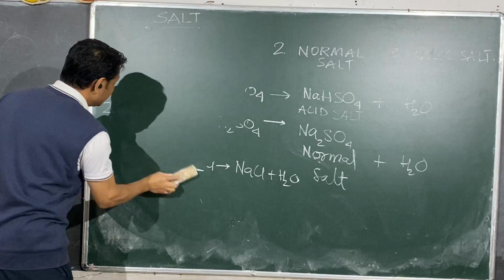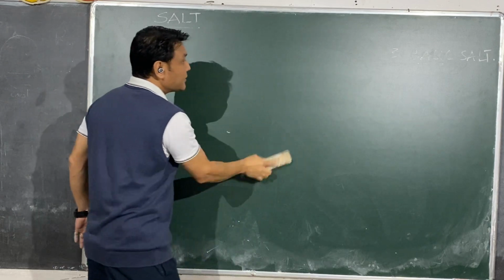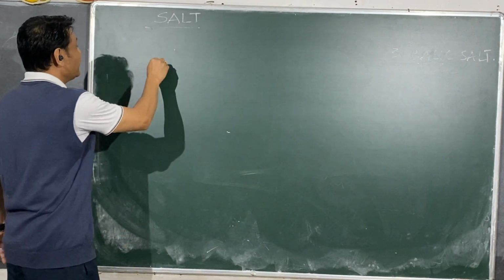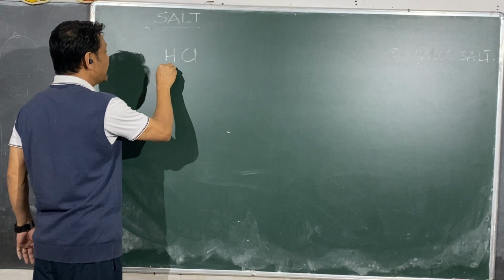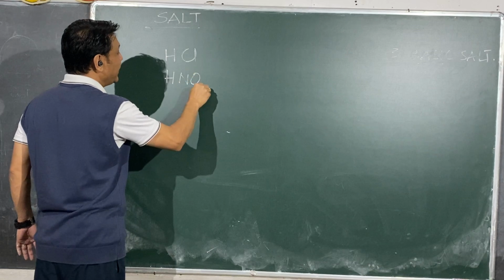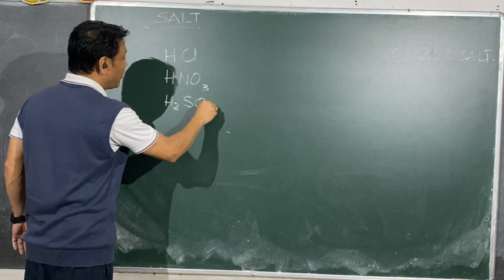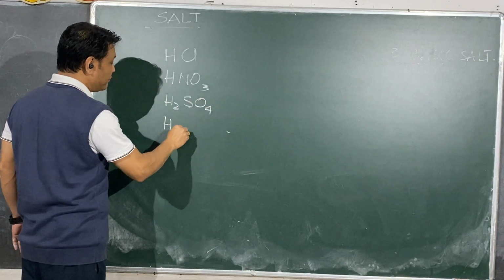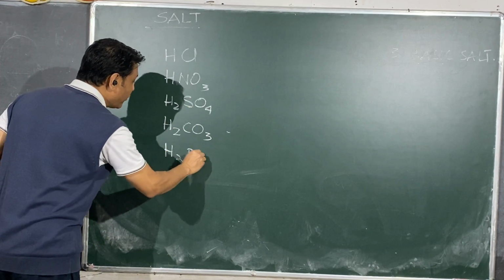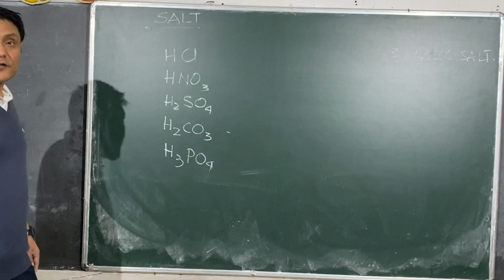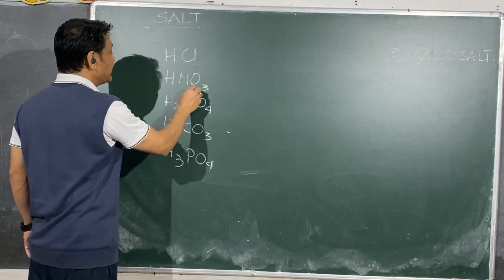Now, just to understand what a salt is. HCl, this is hydrochloric acid. HNO3, this is nitric acid. H2SO4, sulfuric acid. H2CO3, carbonic acid. H3PO4, this is phosphoric acid. These are the acid compounds.